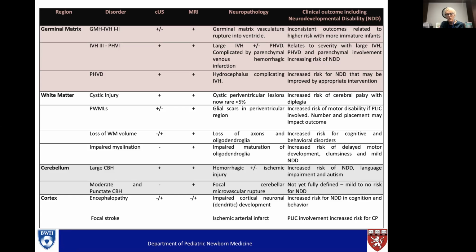And finally, for the cortex, MRI is still evolving in terms of being able to evaluate that. And we do believe that probably is one of the key mechanisms by which we see many of the cognitive and behavioral difficulties in the preterm. But at least we can evaluate brain growth with MRI.